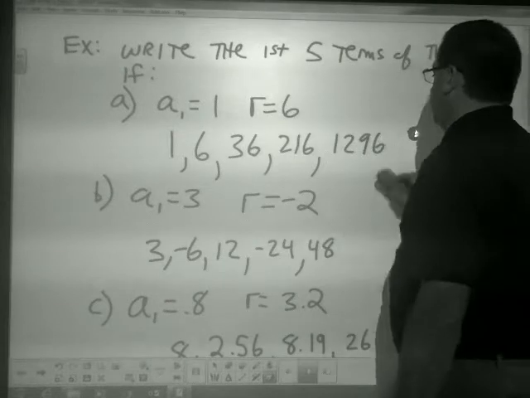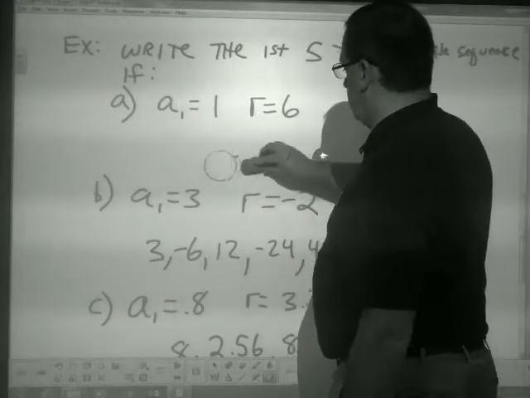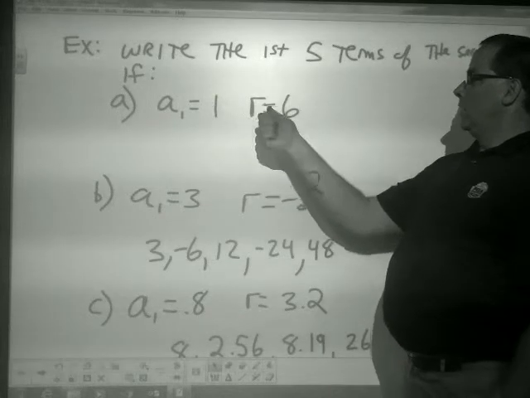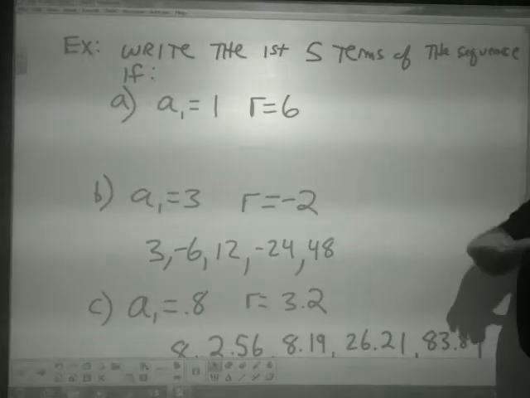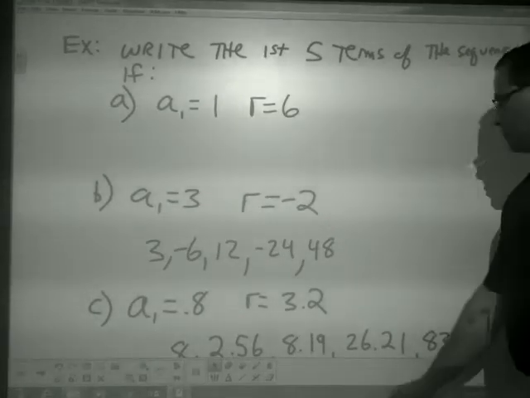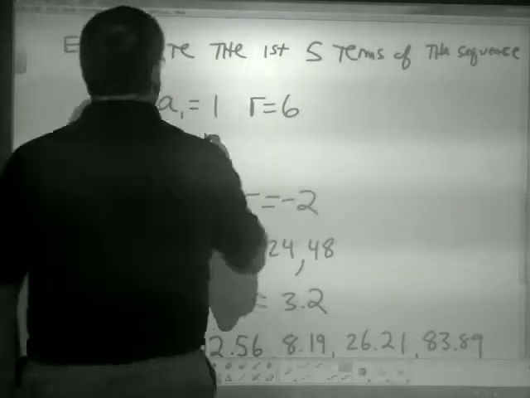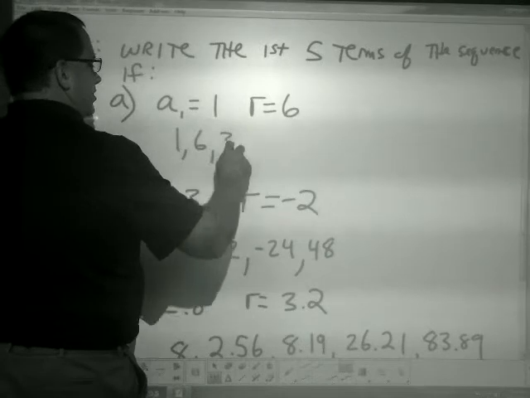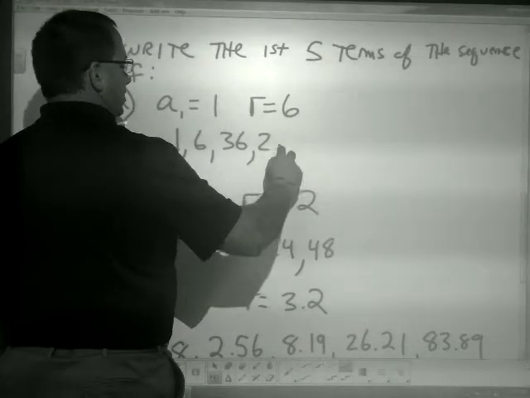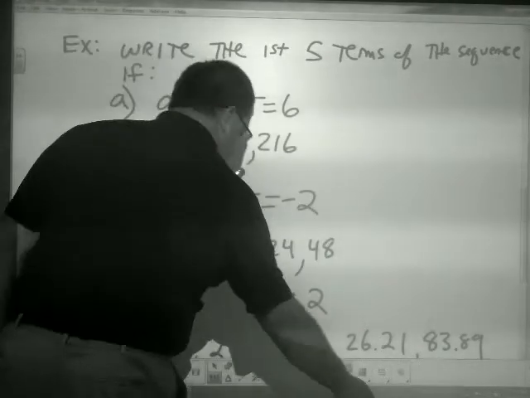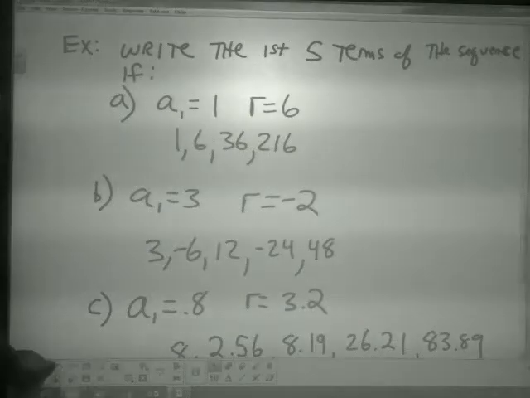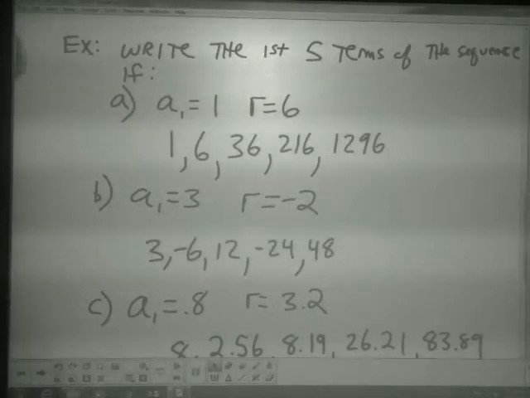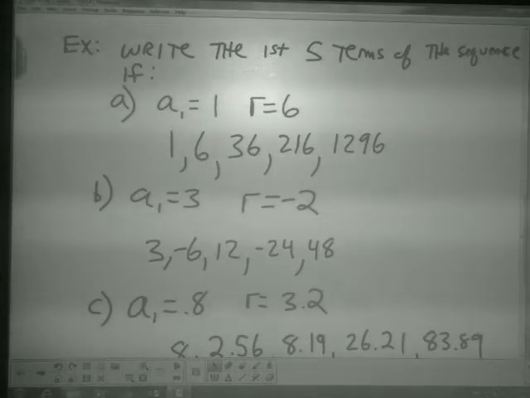Here's the information they give to you, okay? They'll say a sub 1 is 1 and the ratio is 6. With just that information, write out the first 5 terms. So what do we have? We have 1 times 6 is 6, times 6 is 36, times 6 is 216, times 6 more is 1296. Okay? Write out the first 5 terms.